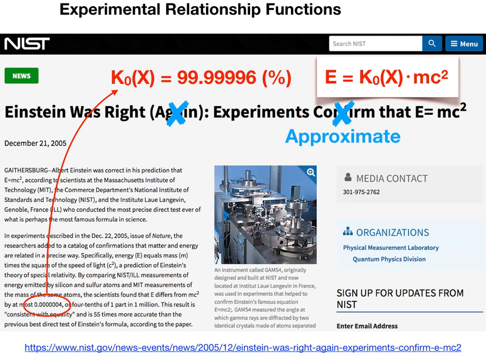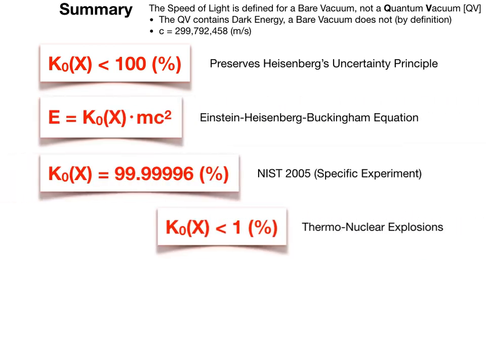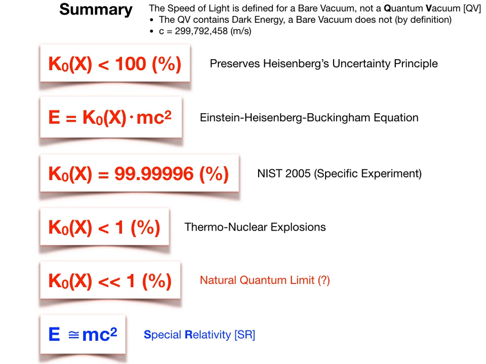Let's now summarise what this all means. The key things we've learned so far are that: 1. The speed of light is defined for a bare vacuum, not a quantum vacuum. 2. The quantum vacuum contains dark energy. A bare vacuum does not, by definition. 3. Heisenberg's uncertainty principle definitively excludes the experimental confirmation of 100% efficiency. 4. The Buckingham-Pi method preserves the Heisenberg uncertainty principle and fixes Einstein's original derivation because it can never be experimentally observed without contradicting Heisenberg's uncertainty principle.